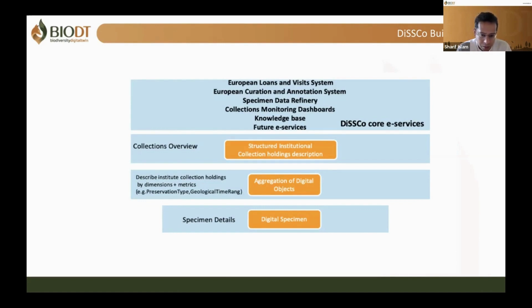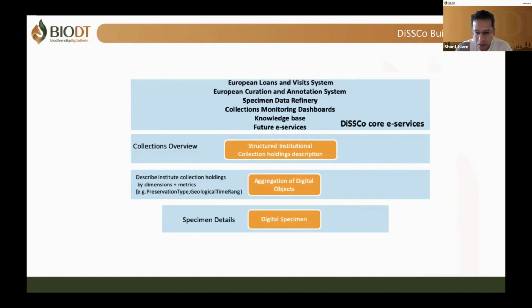And then, of course, some of these objects are aggregated in different fashions, either through geological time or preservation, different dimensions of the collection holdings. And all of this provides a structural overview of all these collections that the institutions have. And we want to do that in a wider European collection fashion. So quickly people can find out what has been digitized, who has what, at what digitization level, and how that connects to other different types of services, not just DiSSCo, other services as well.